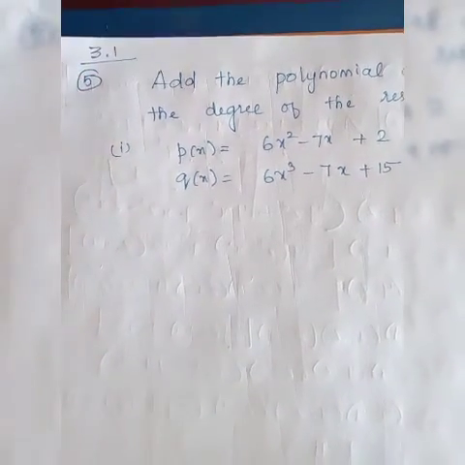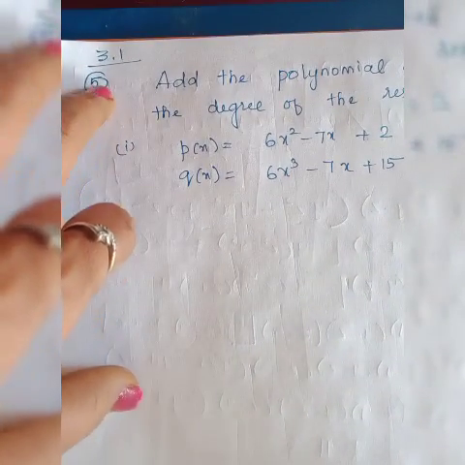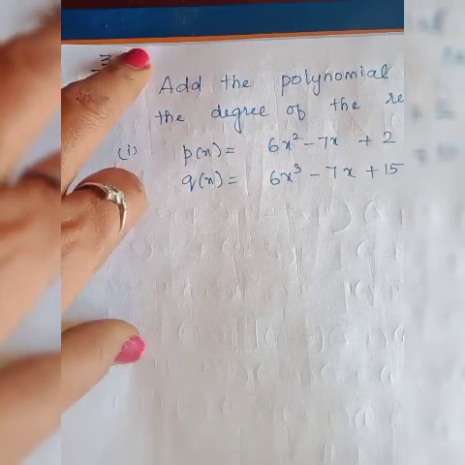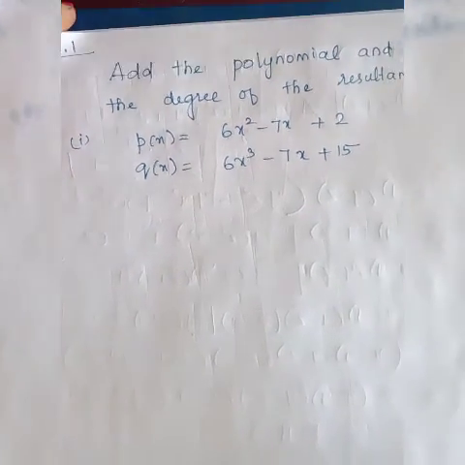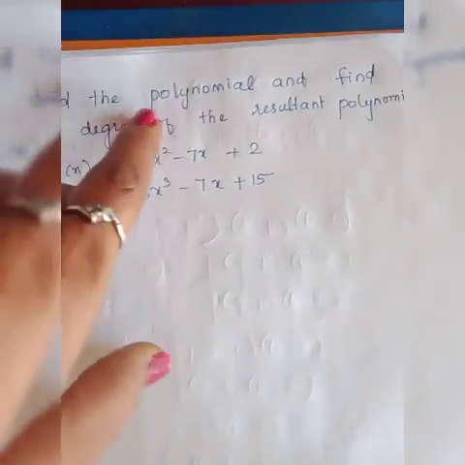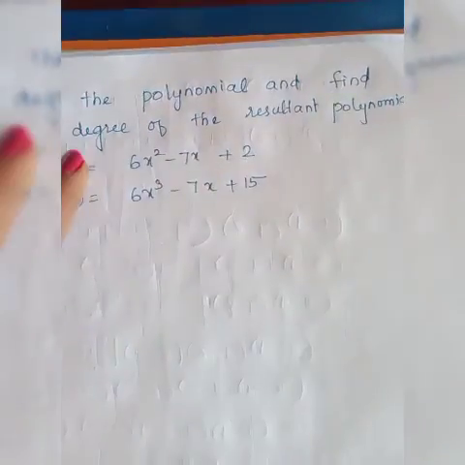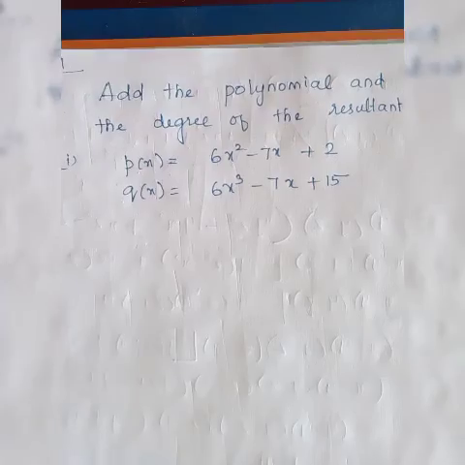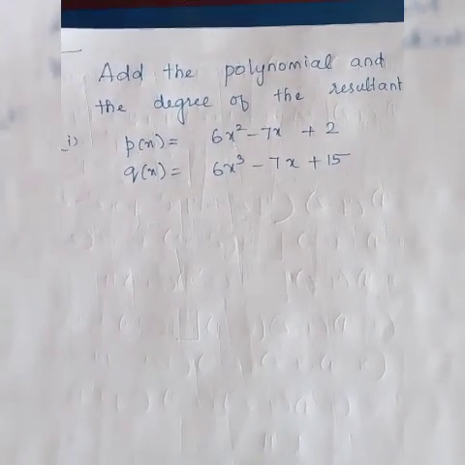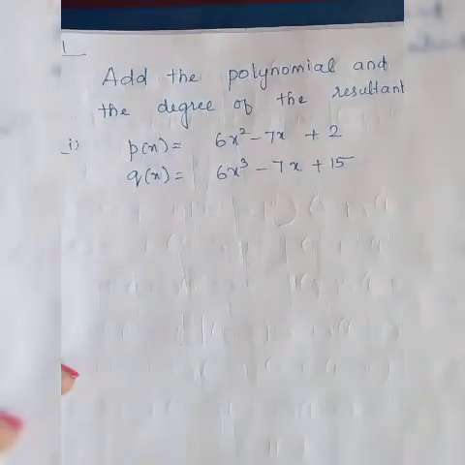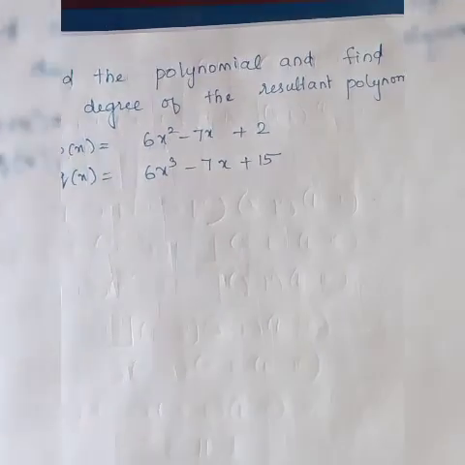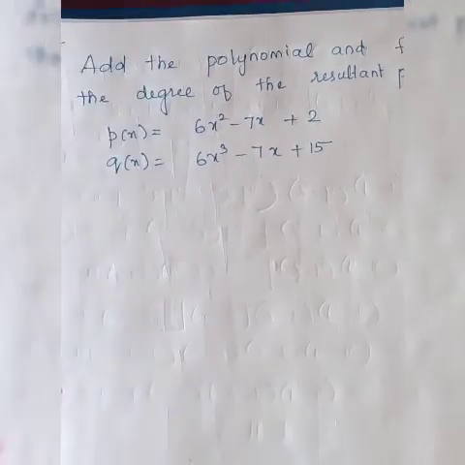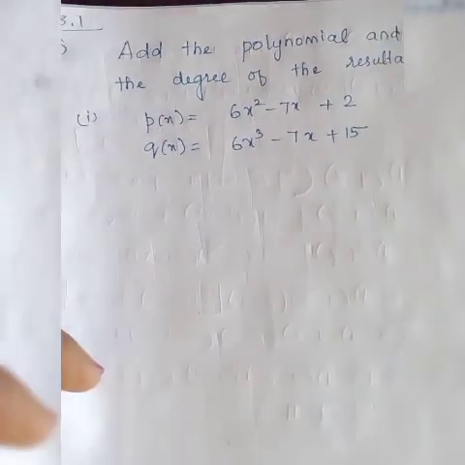Dear students, this is problem number 5 under exercise 3.1, 9th standard Samacheer board. Now add the polynomials and find the degree of the resultant polynomial. In the last video I explained what a polynomial is, and we also defined the degree of a polynomial, and we discussed some examples of polynomials.